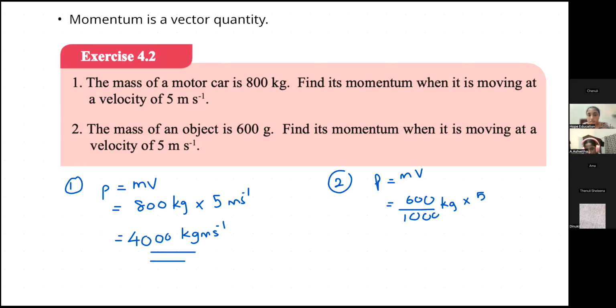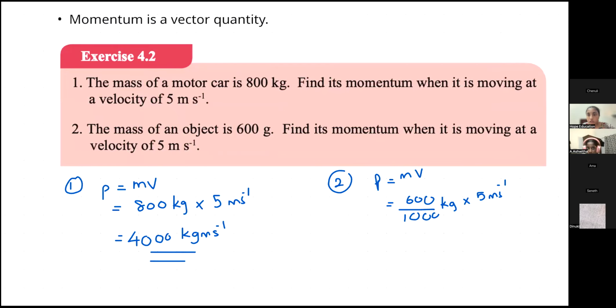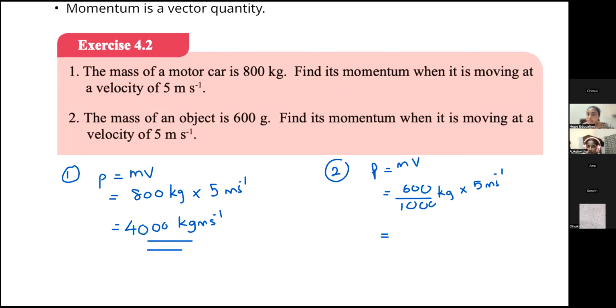Velocity is 5 ms minus 1. There, the units were wrong. 600 grams, so you have to convert it to kilograms. So that means you have to divide by 1000. So 0.6 multiplied by 5 is 3 kg ms minus 1.